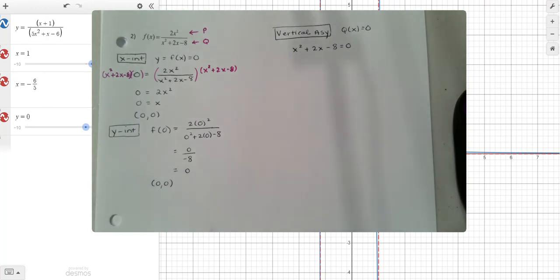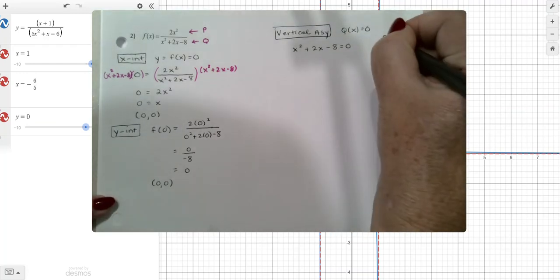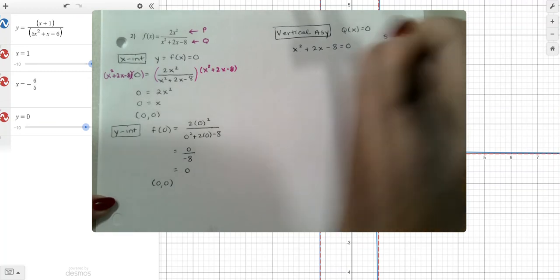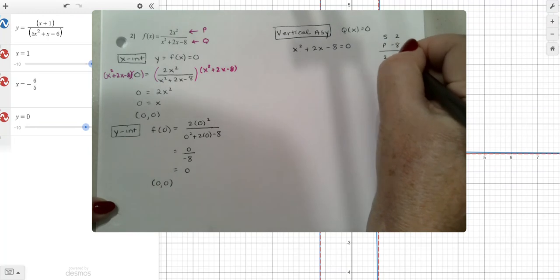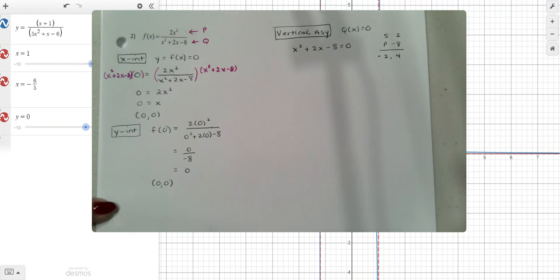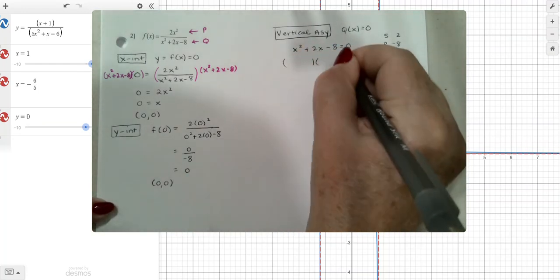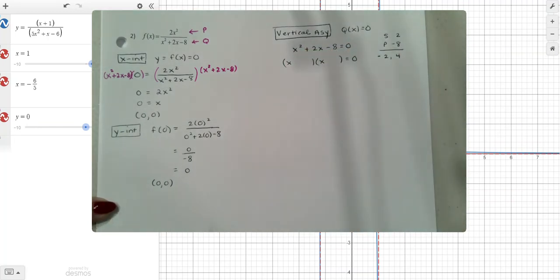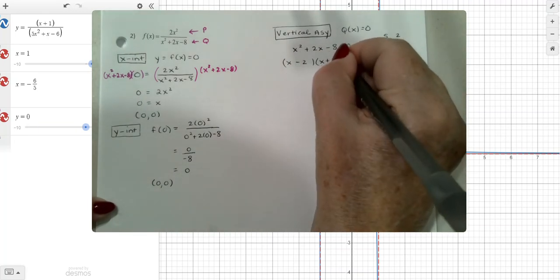Once again, I've got a trinomial. I'm going to try to factor here. So I'm going to go with a sum of 2, product negative 8. So I'm thinking 2 and 4, with the 2 being negative. And this time I've only got a 1x squared, so I can use the shortcut. X squared has to be x times x. So I'll have x minus 2 and x plus 4.